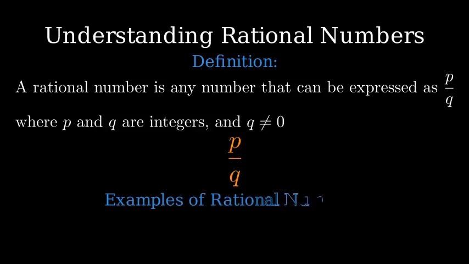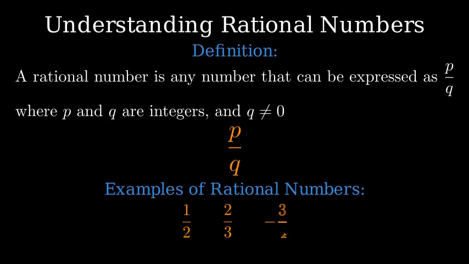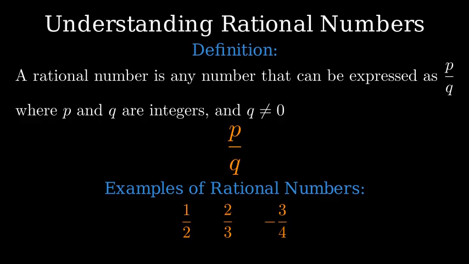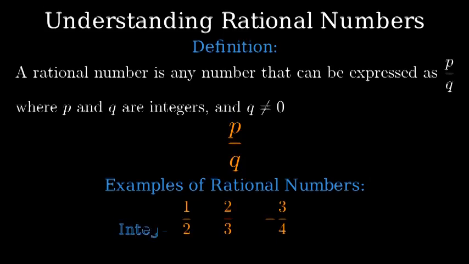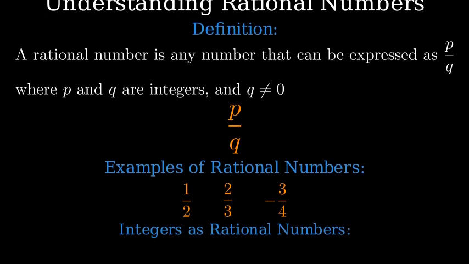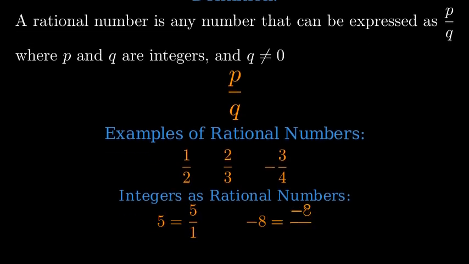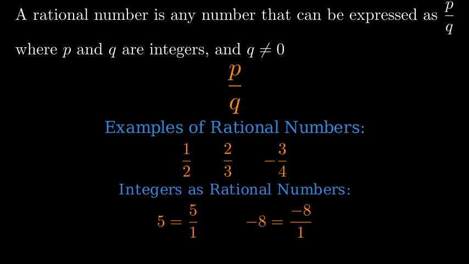Let's look at some examples of rational numbers. Simple fractions like 1/2, 2/3, and -3/4 are all rational numbers because they're expressed directly as fractions. But did you know that every integer is also a rational number? For example, the integer 5 can be written as 5 over 1. Similarly, -8 can be written as -8 over 1.